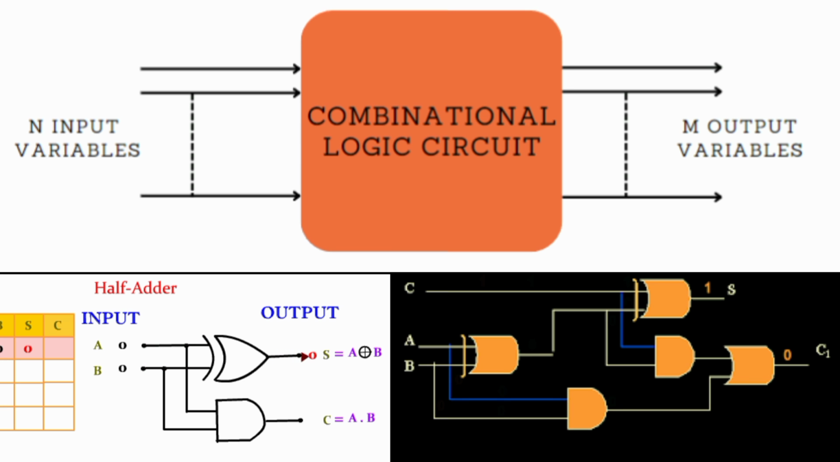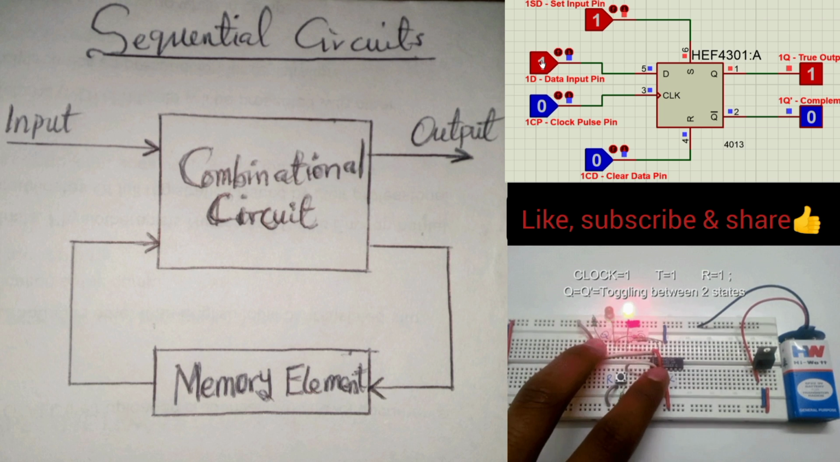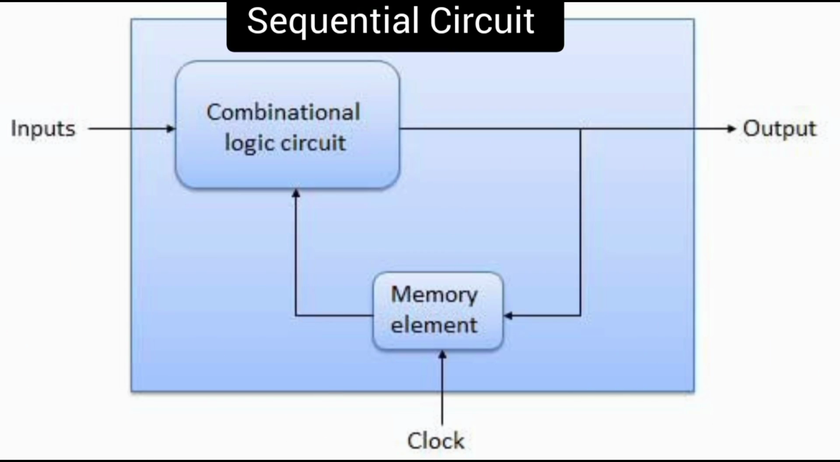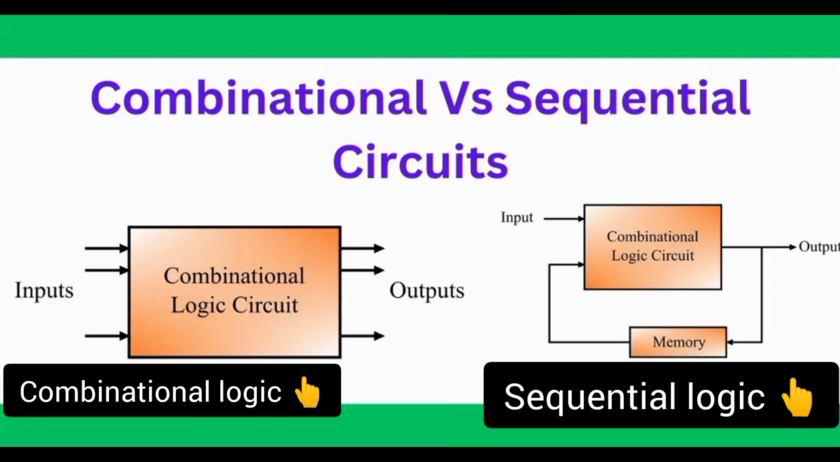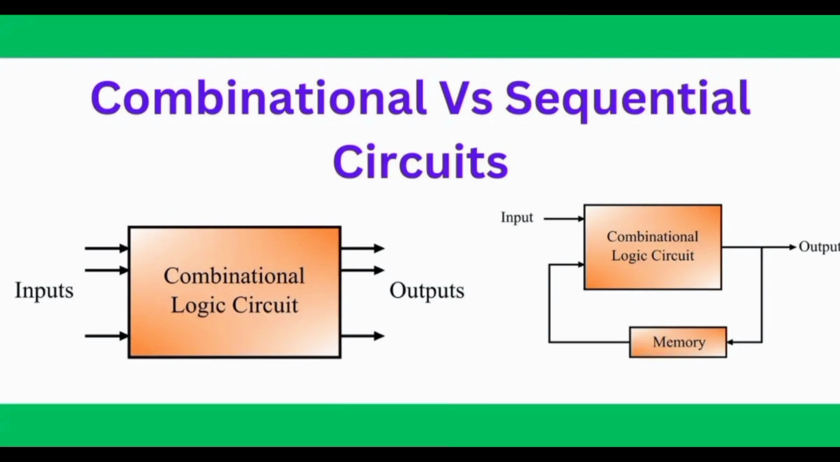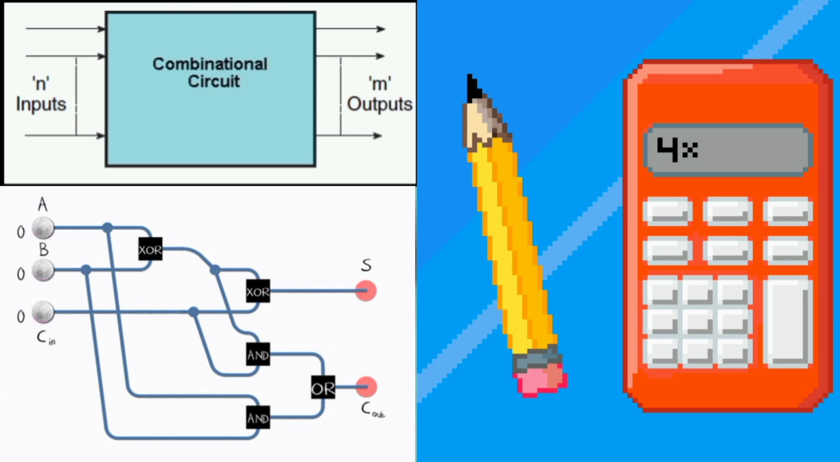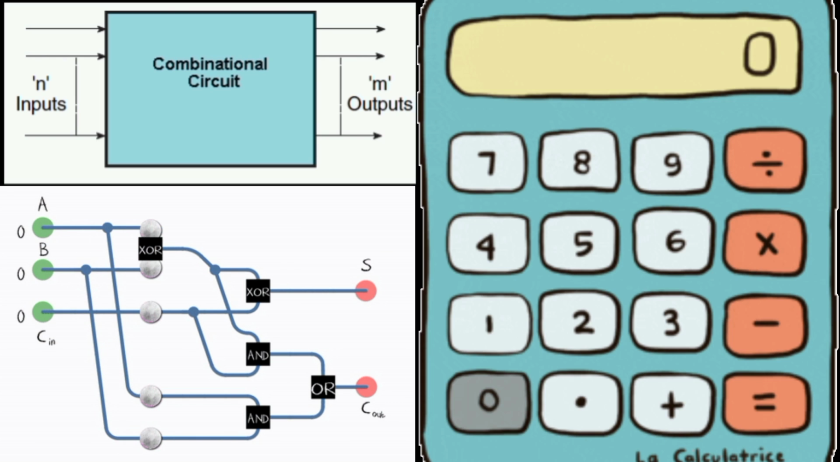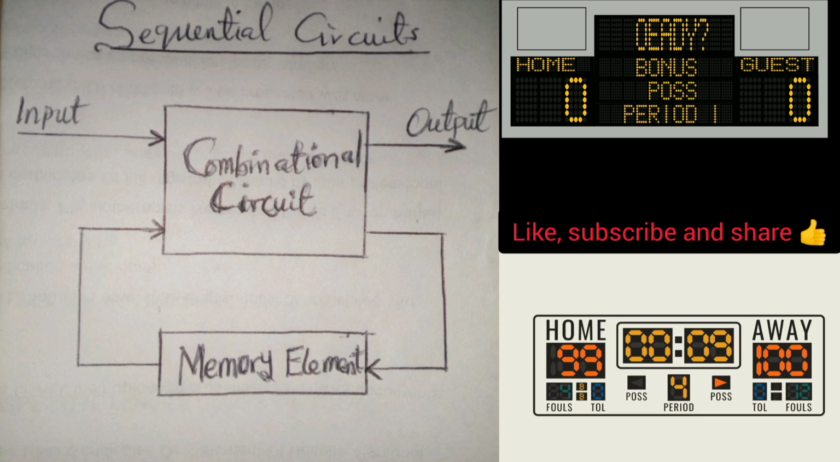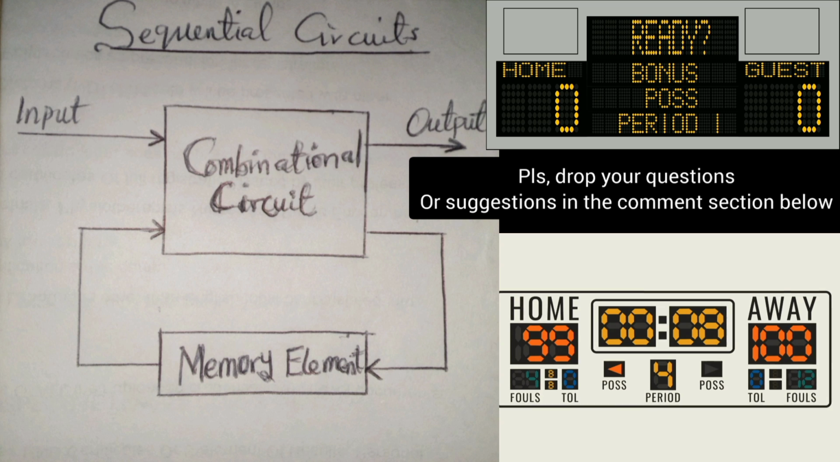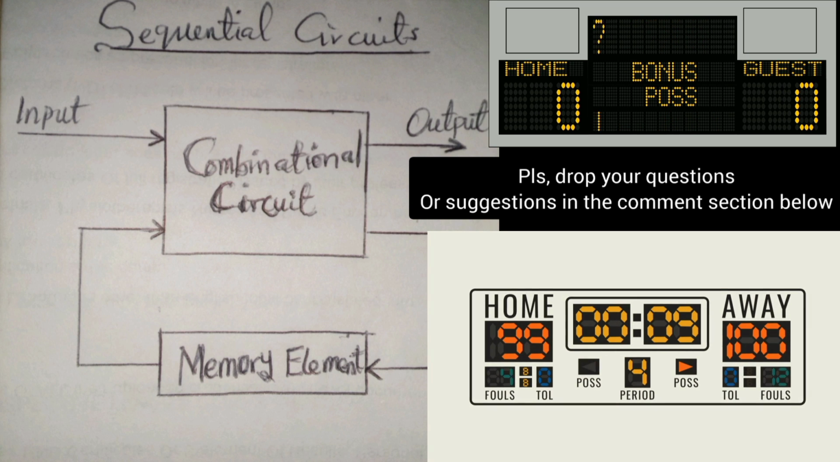That is combinational logic. Sequential logic remembers what happened before. To clearly understand sequential logic, we need to first know the difference between combinational logic and sequential logic. Combinational logic is like a calculator whose output depends only on what you type right now, while sequential logic is like a scoreboard. It remembers the previous score and updates it with new inputs.